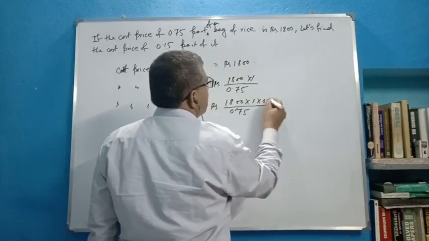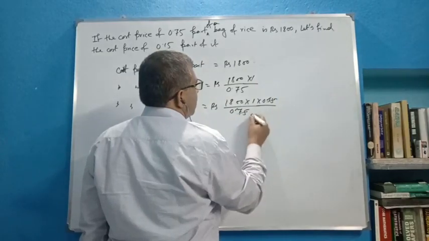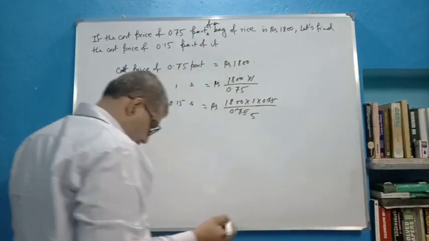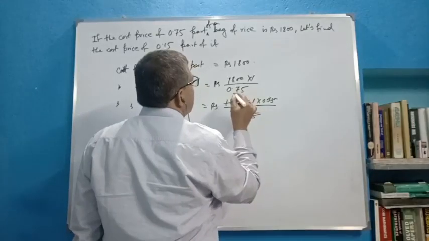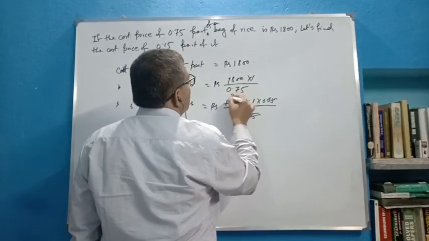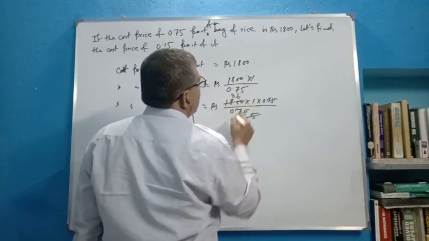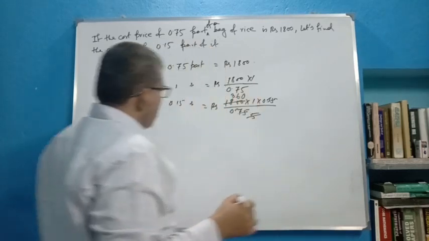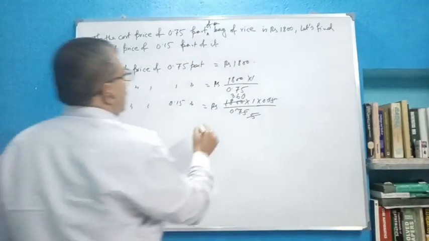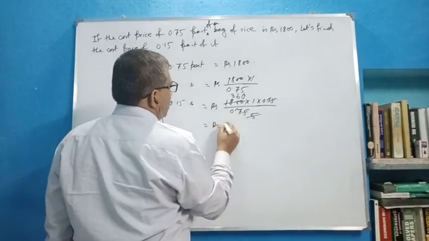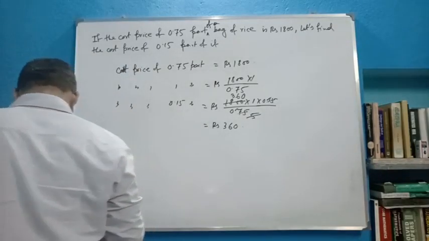So this point and this point cancel each other. 15 5s are 75, and 5 8s, 1800, 3 15s, 36, most probably. Yes, that is equal to rupees 360. Now write down the answer.